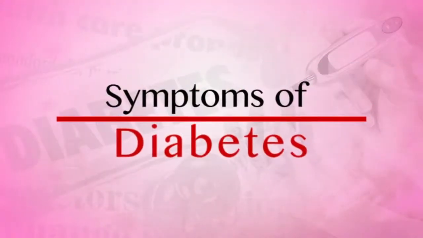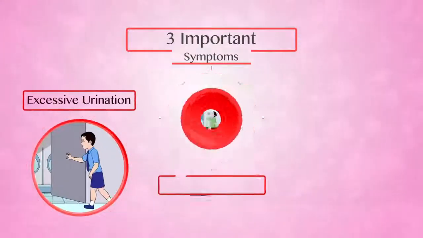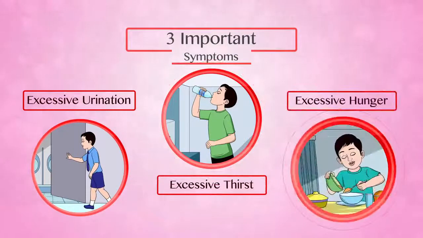Diabetes can be without symptoms altogether. The age group which is in schools is much more likely to suffer from type 1 diabetes than from type 2 diabetes. Three important symptoms: excessive urination, excessive thirst, and excessive hunger. But that really happens when the blood sugars are very, very high.